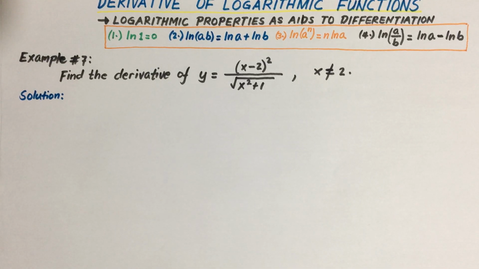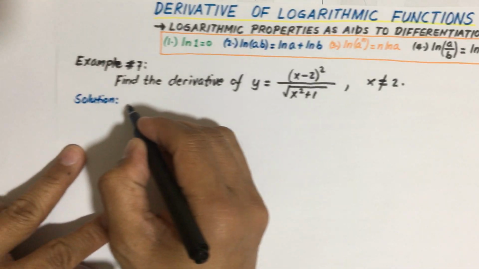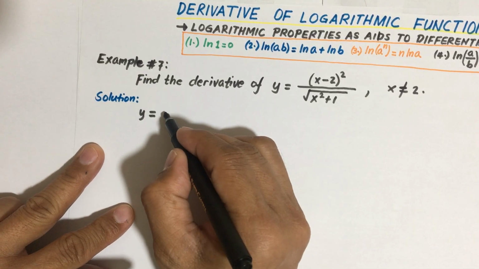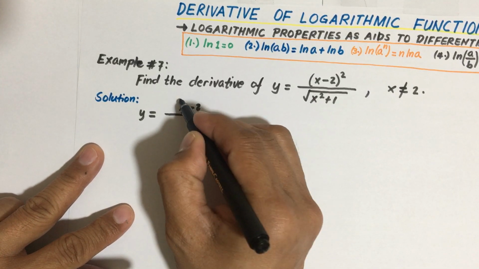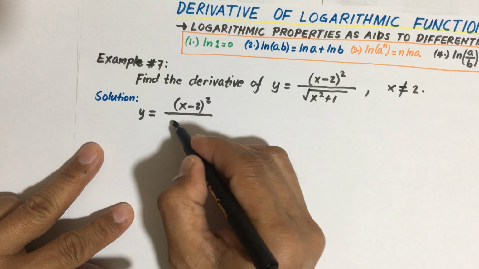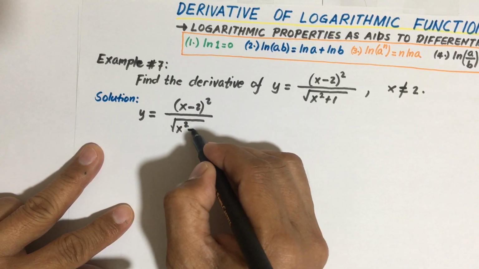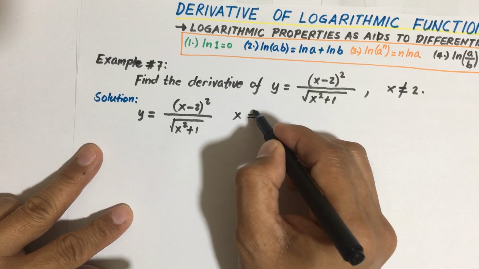first we have to rewrite the given. So we're given y equal to x minus 2 squared divided by square root of x squared plus 1. Condition here is that x not equal to 2.